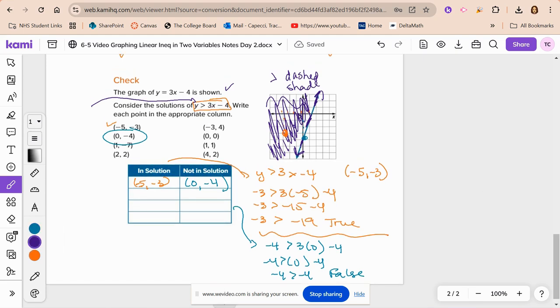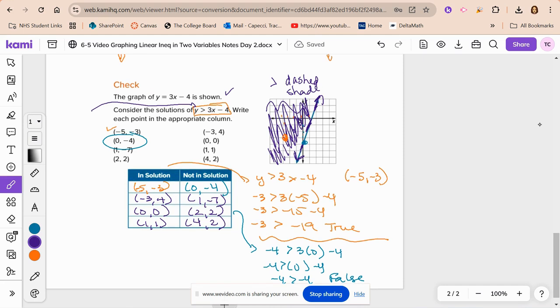Okay, so you can pause the video now or take a look to see where the other points fall. I'm just going to take some time and substitute them in. So negative 3, 4 is a solution. So is 0, 0. So is 1, 1. Not a solution is 1, negative 7. That falls outside the shaded region. Same thing with 2, 2. Not a solution. And same thing with 4, 2. So again, if you want to pause, double check that shaded region to see where things fall, you are welcome to do that.